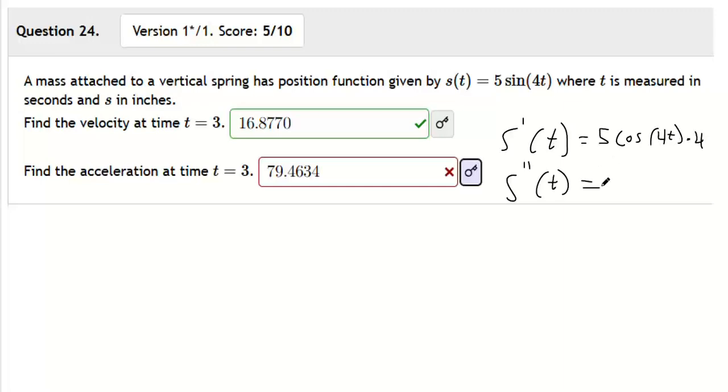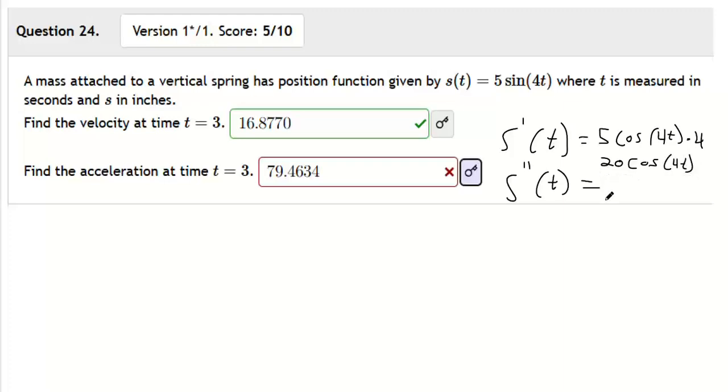And now the second derivative, this is negative 5 sine of... oh, before I do that, let's clean this up because that'll make the derivative easier. 5 and then times a 4. The order we multiply in doesn't matter, so I rearrange that to make those coefficients multiply.